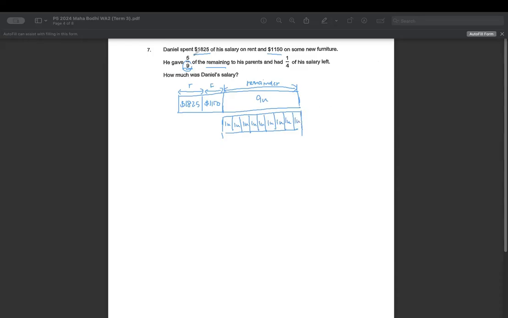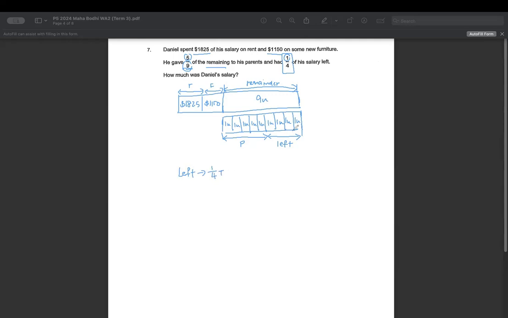It tells us that he gave 5 out of 9 of the remaining to his parents. So it means that 5 units will be for his parents. I'll just put P. And this is his salary left. Here it's 4 units. But take a look here. It says that he had 1/4 of his salary left. So the salary left is here, out of the total of 4, which means it's 1 unit. Here I'll write down: left is 1/4 of the total.